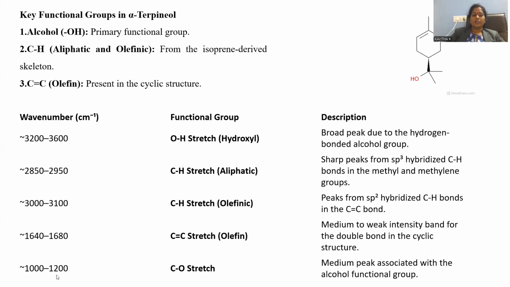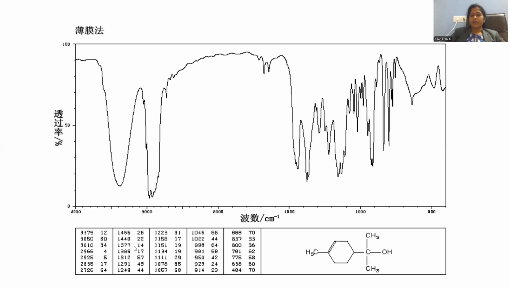And in the fingerprint region, you can clearly observe 1000 to 1200 cm⁻¹. That is for what? Here is the carbon, here is the oxygen. That CO stretch also clearly gives rise to a peak there. All the characteristic spectral peaks are mentioned in this graph, where the wave number in cm⁻¹ is taken on the x coordinate and percentage transmittance on the y coordinate, and it is the characteristic spectral graph for the molecule called alpha terpineol.